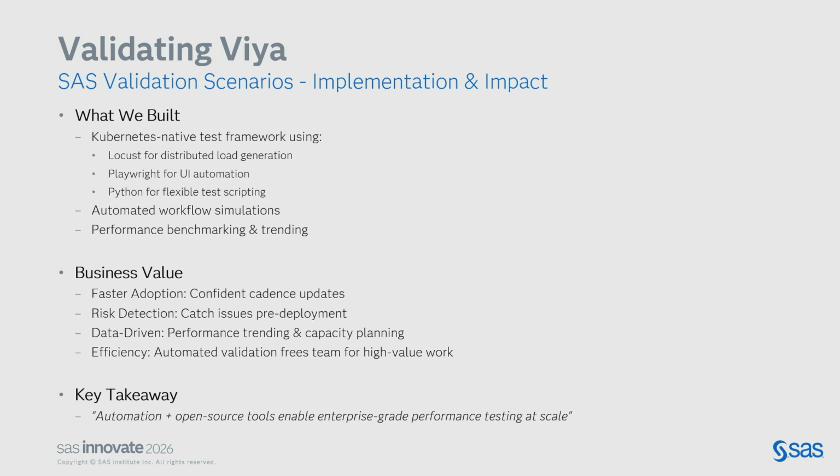And the data-driven insights. This is pretty interesting. By trending the performance across releases, we gain actionable insights for capacity planning and long-term strategy. And we can clearly see whether the workloads are becoming heavier, more efficient, or regressing over time. And now the efficiency gains. Automating all these validation tests frees up most of the engineering time.